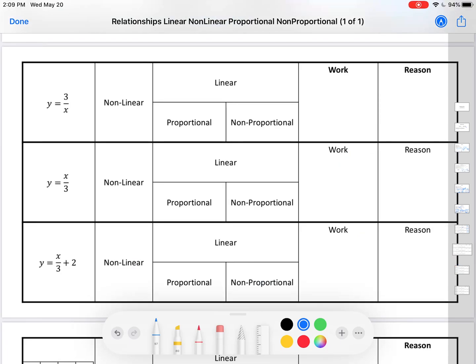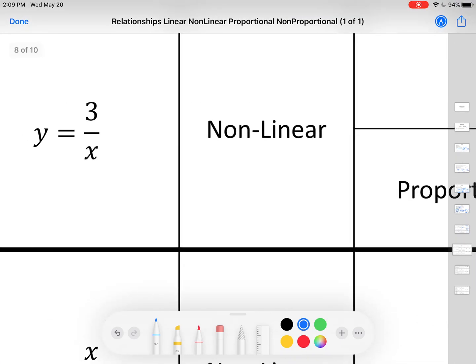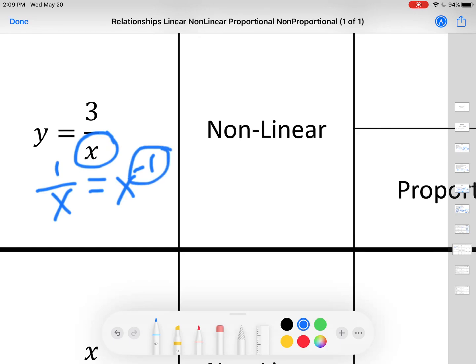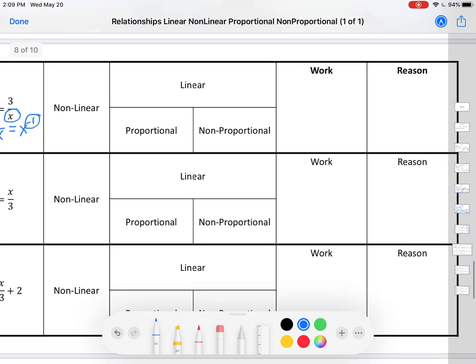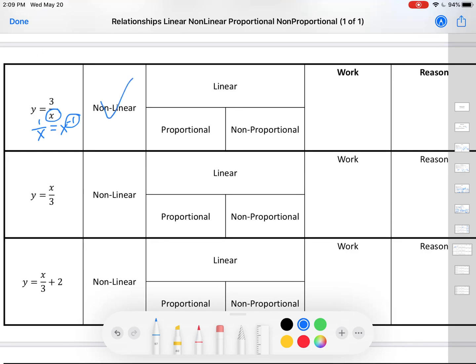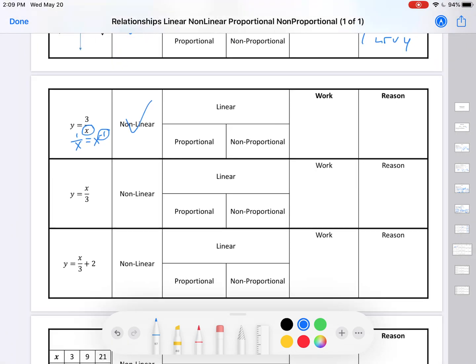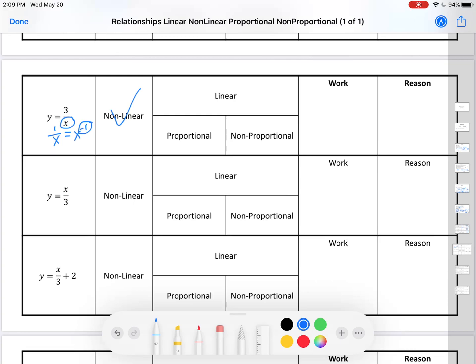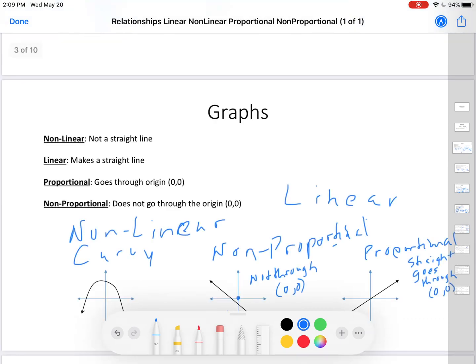Okay, so this one, it uses division, but do you see that x is in the denominator? That means that this is equal to x to the negative first power. Is negative 1 equal to positive 1? No. I mean, this is nonlinear. There's no work to show. Your reason is x is in the denominator.